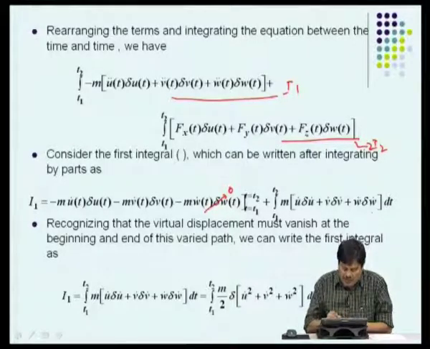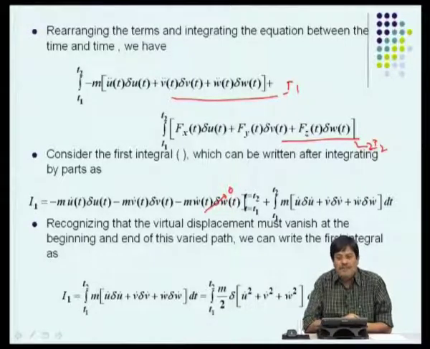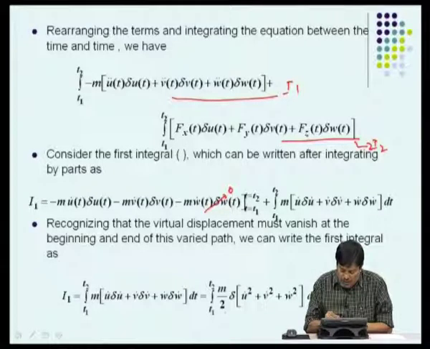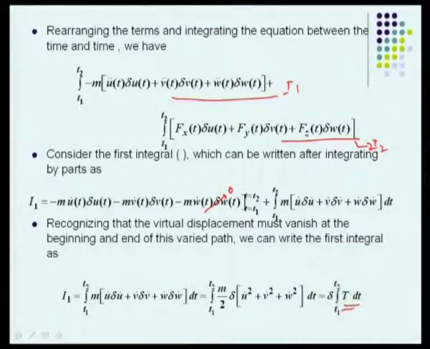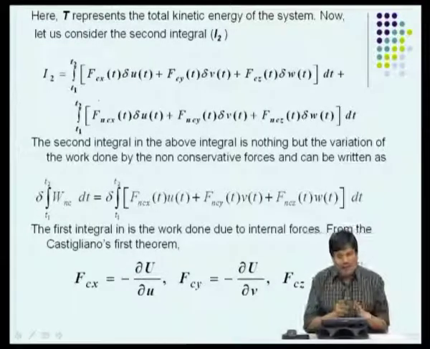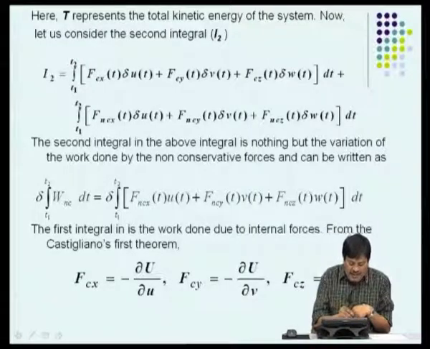When we actually do that, we get this one. So, this is basically the m by 2 into delta of u dot square, v dot square and w dot square. So, mass into velocity is basically the kinetic energy. So, we get delta of t into w dot. So, we take the next portion of it, I2, which can be split up into both conservative and non-conservative, and each has x, y and z component, and we can write it in this form.